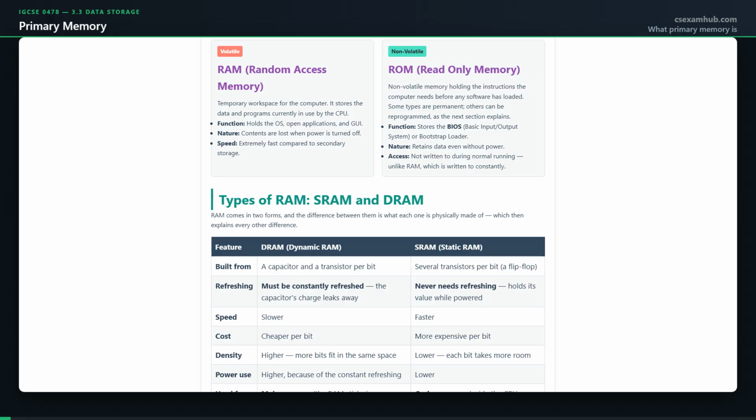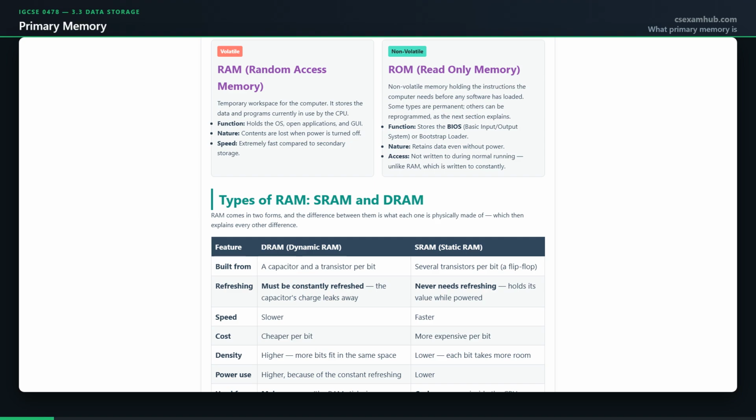Primary memory is the memory the CPU can access directly. That phrase, directly, is the whole definition, and it is what separates this from everything in the next lesson. The processor fetches its instructions from primary memory across the buses we covered in topic 3.1. It cannot fetch anything from a hard disk or an SSD. Data there has to be copied into primary memory first before the CPU can touch it.